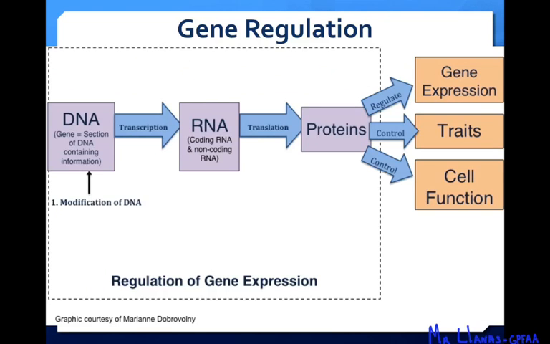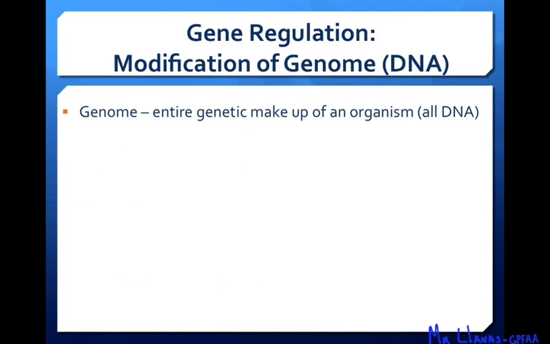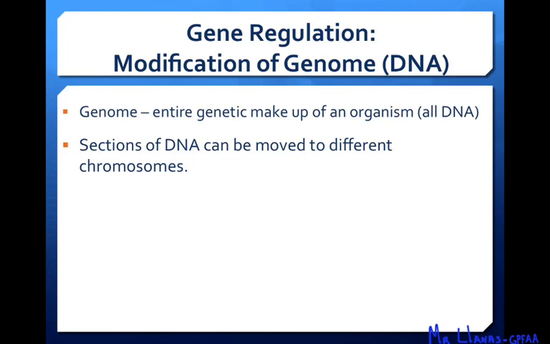Now we've completed the graphic organizer in class, and we said that there were 5 ways that gene regulation, or gene expression, is regulated. The first thing that can regulate what genes are expressed in an organism is the modification of DNA. And the way we modify DNA or our genome, which is the entire makeup of the DNA in an organism, is by moving DNA around.